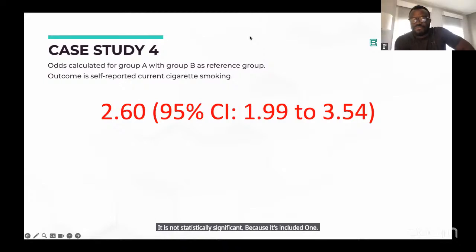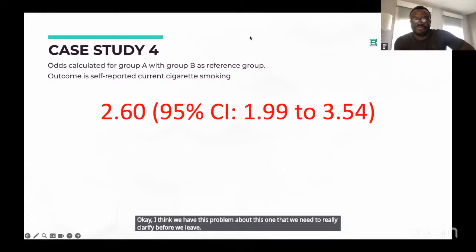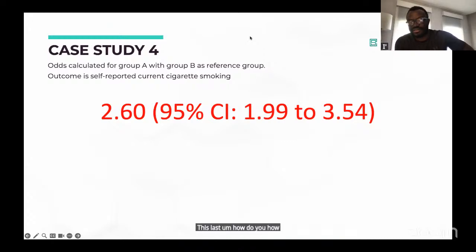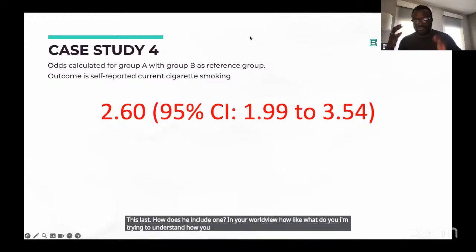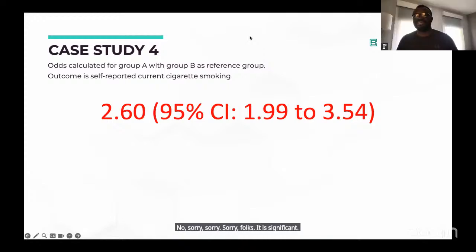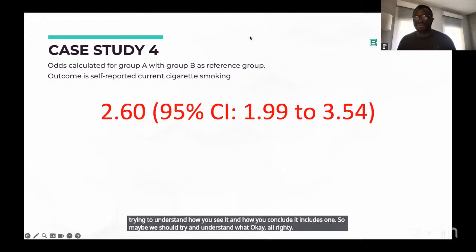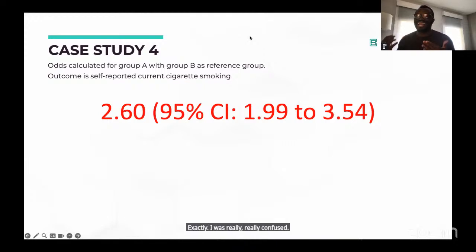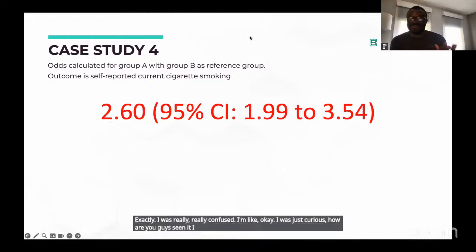Okay, I think we have this problem about this one that we need to really clarify before we leave this class. How does it include 1 in your worldview? I'm trying to understand how you see it and how you conclude it includes 1. Oh, sorry, Prof. It is significant, sorry. Okay, all right. It's greater than 1. Exactly. I was really confused. I was just curious how you guys see it and what makes you conclude that yes, 1 is included. All right, thank you.